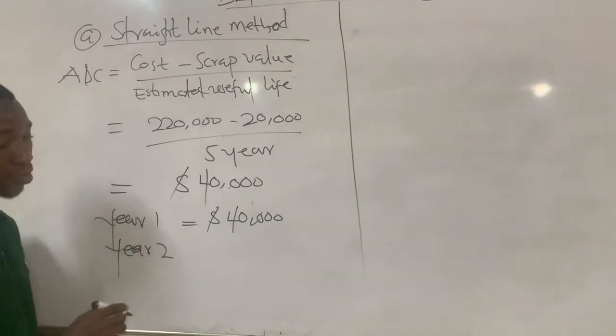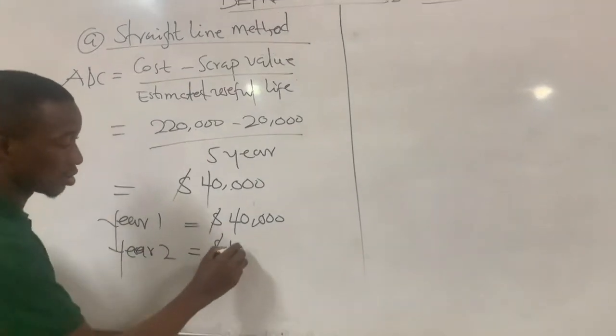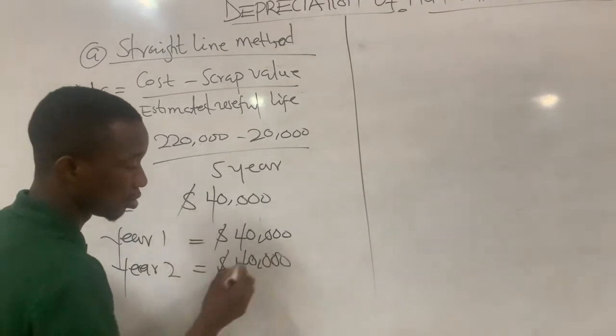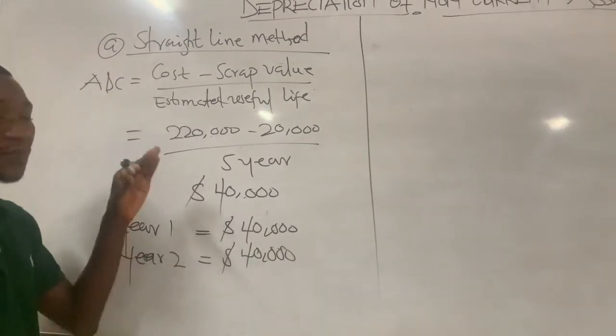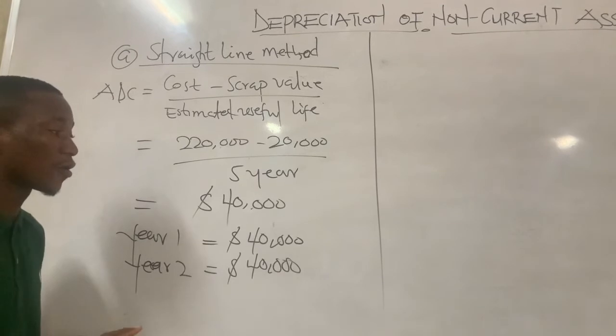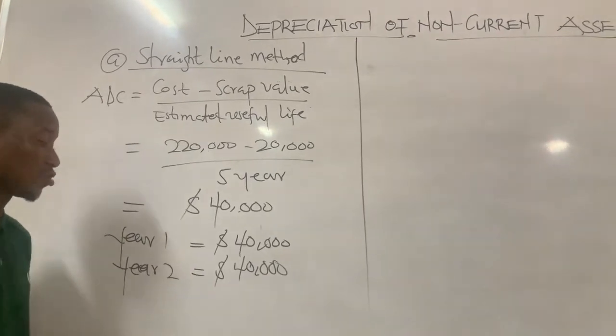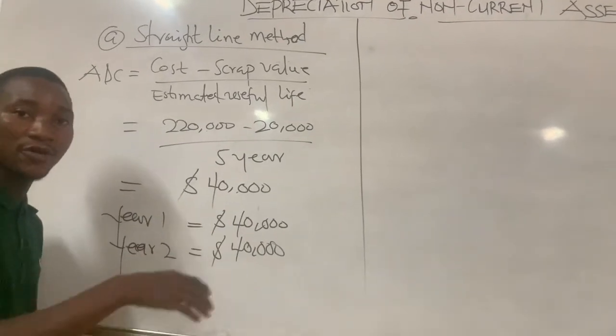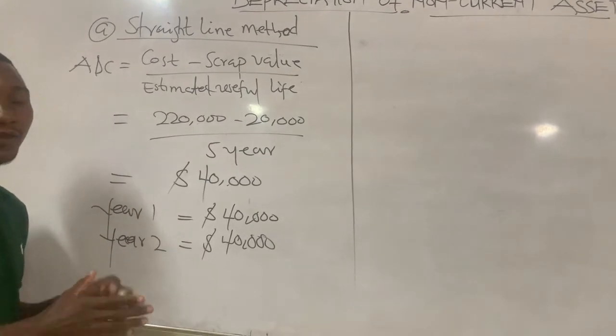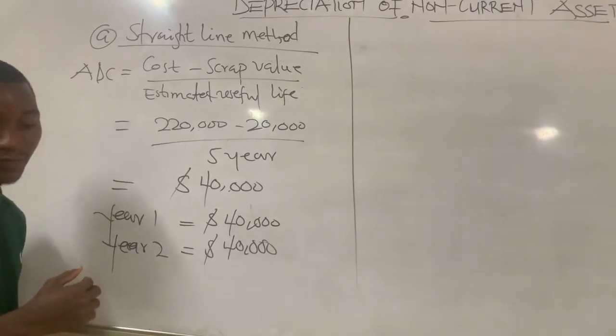For year 2, it will still be $40,000, because the depreciation will be fixed throughout the number of years the asset will be in existence. So if it is 5 years, we will still repeat it, but we are required to calculate for the first 2 years. Is that okay?